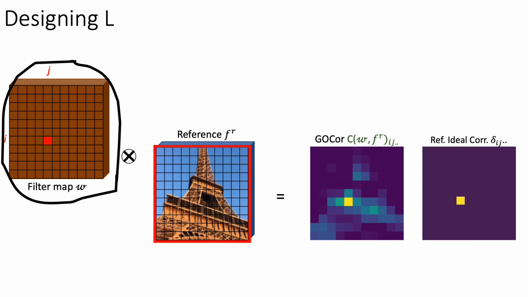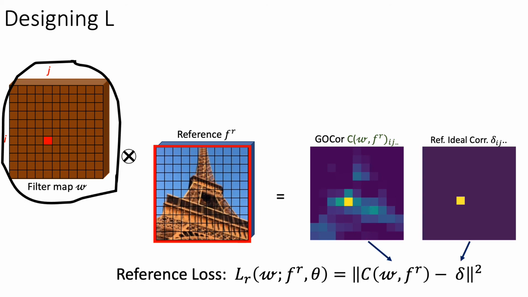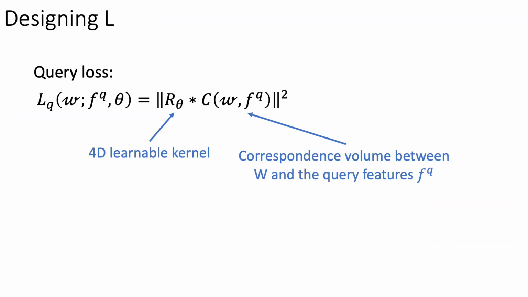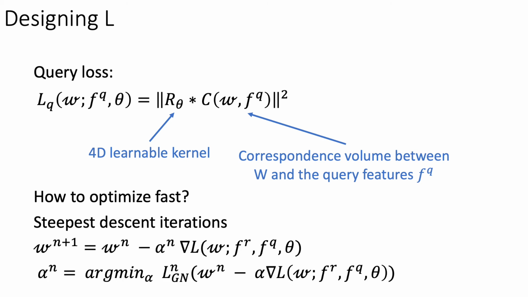We translate this into a regression loss over which we can optimize W. When optimizing on the reference loss, the confidence scores with both the reference and the query get more accurate. We additionally introduce a second loss which imposes learnable smoothness priors on the correlation output. But how to optimize fast? We use steepest descent iterations so that the optimization procedure only incurs minor additional runtime.